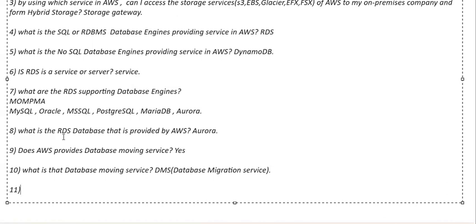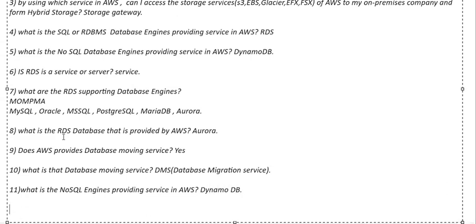What is the NoSQL engine providing service in AWS? That is DynamoDB. I hope you answered these. So let's have another question.